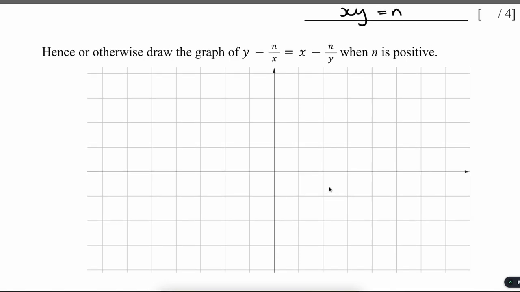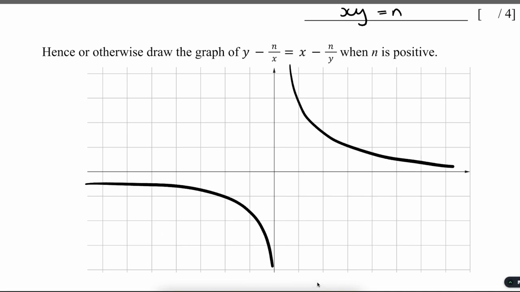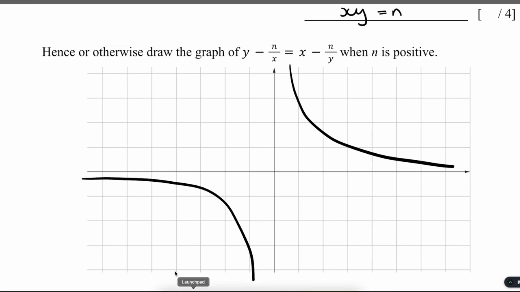So first of all, when xy equals n, we can draw that graph as a reciprocal graph, because we know that y equals n over x. So that's going to look something like, let's see, something like that. And then on the other side, same thing, something like that. I'm not great at these. There you go, that's good enough.